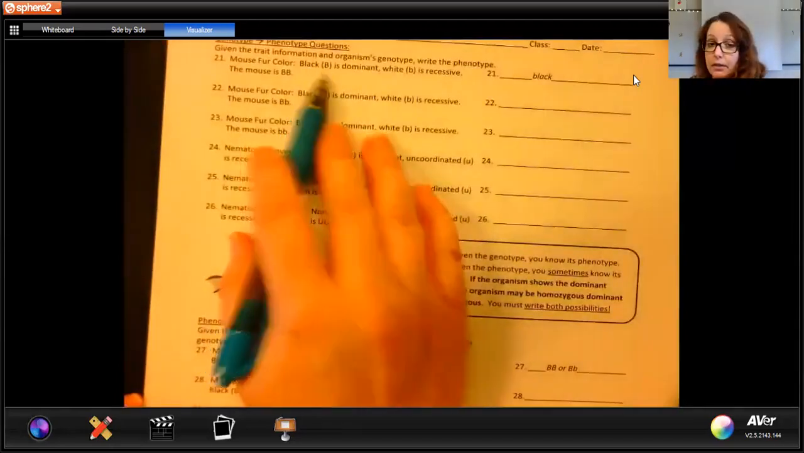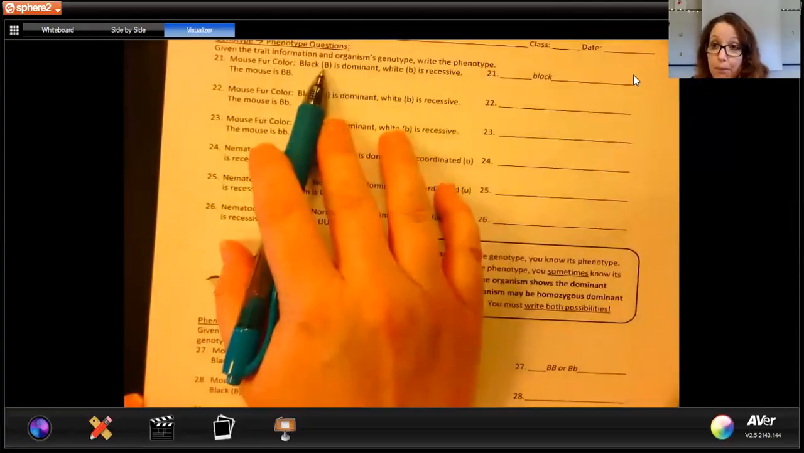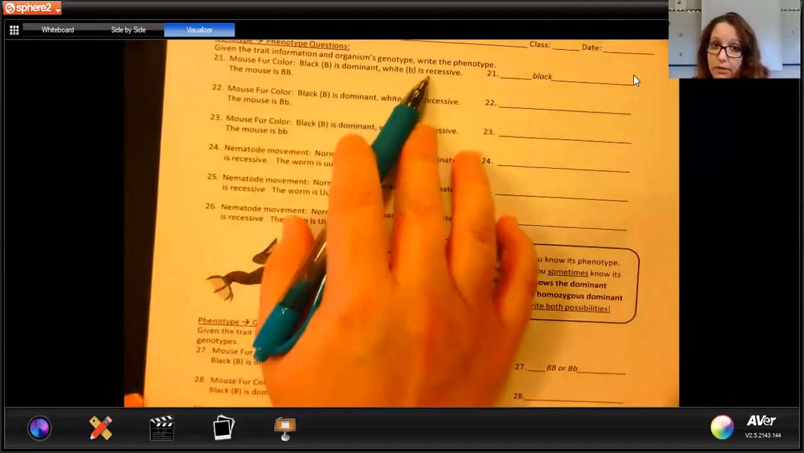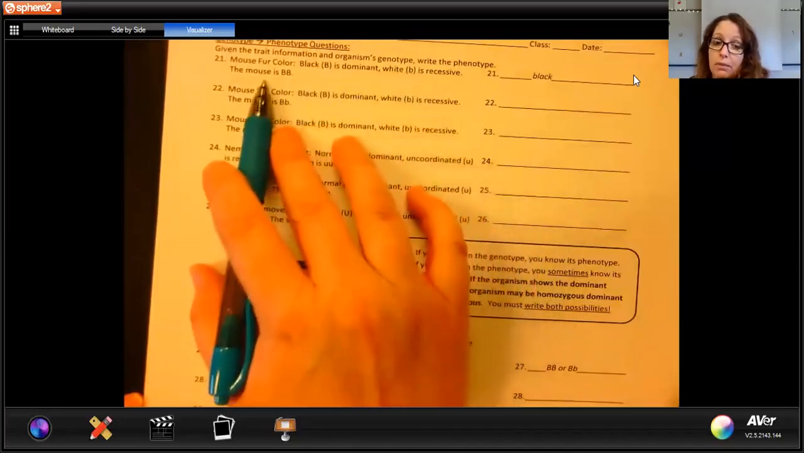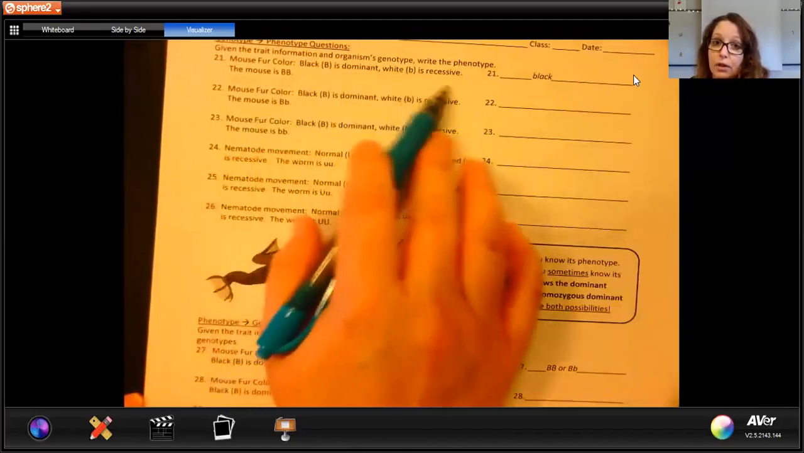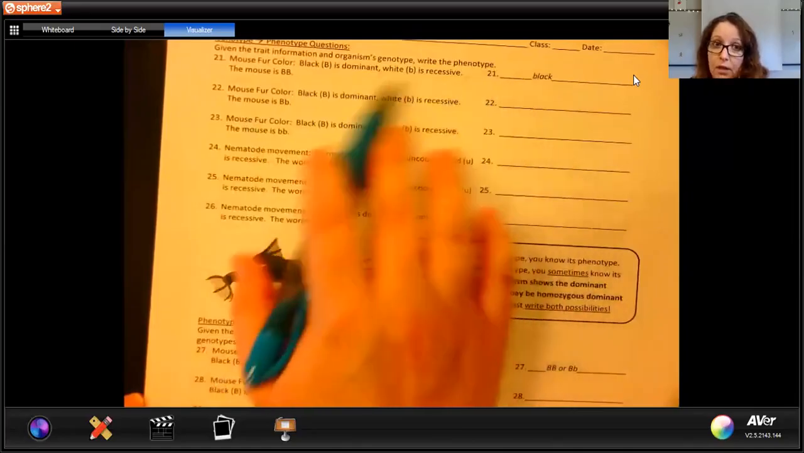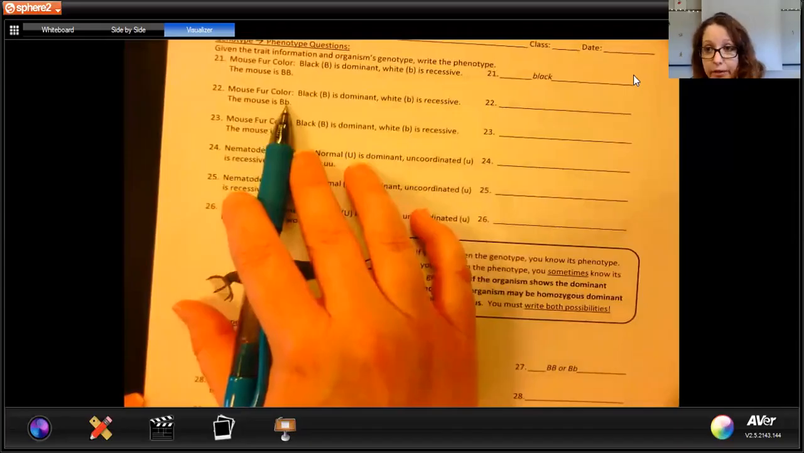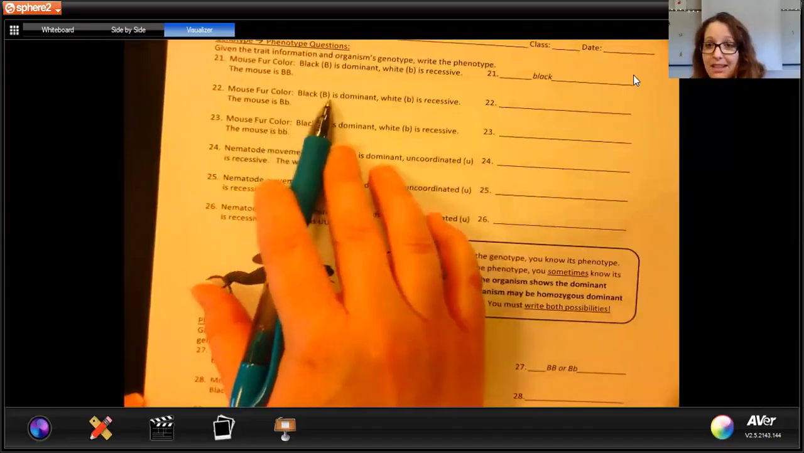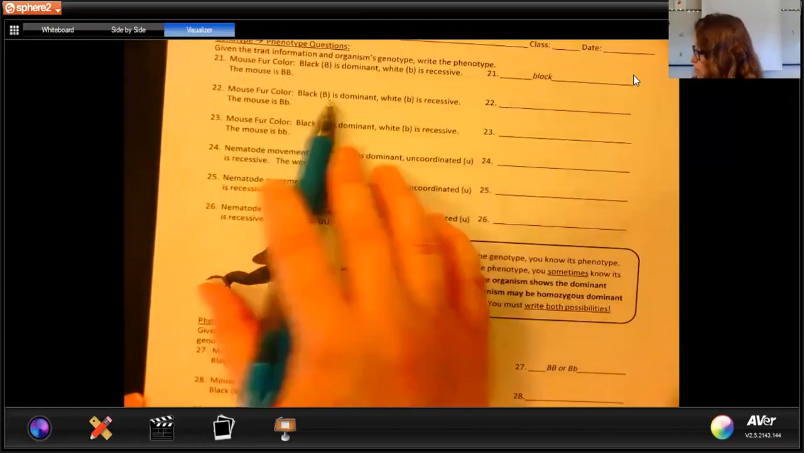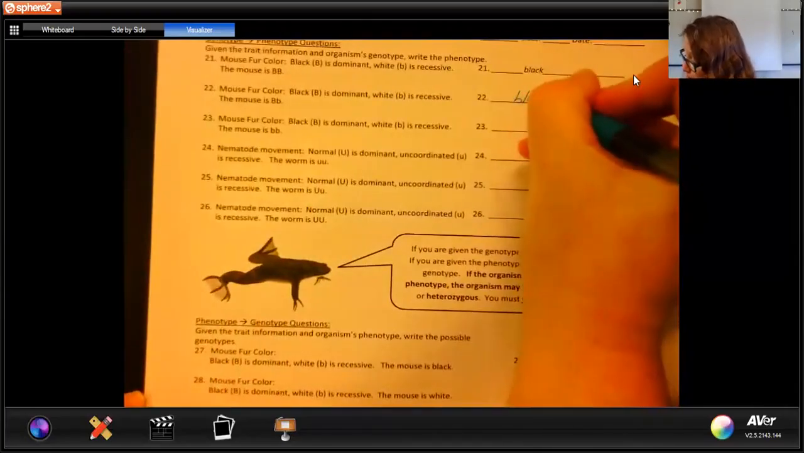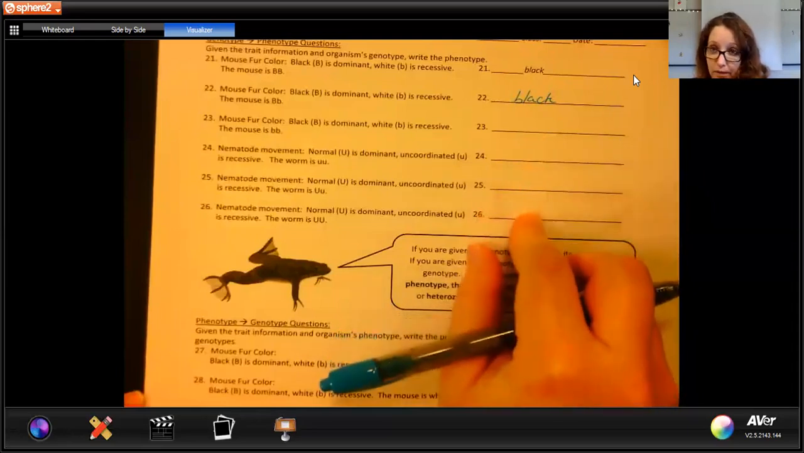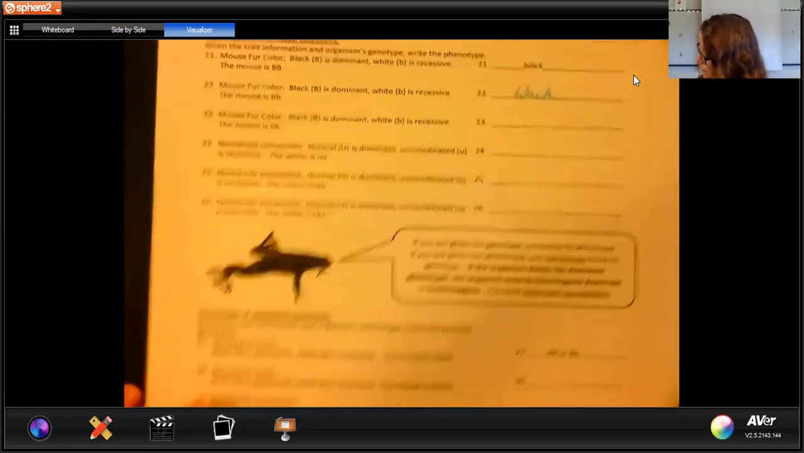Black is dominant. Big B is dominant. Little b, which stands for white, is recessive. All the mice have big B, so they're going to be black. All the mice have big B, little b. They're heterozygous, but big B is dominant, so they're all going to be black. Okay, and then walk yourself through the rest of them like that.